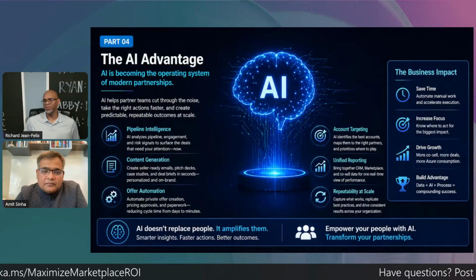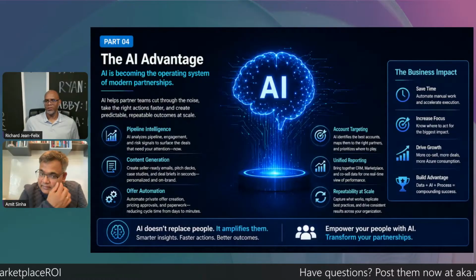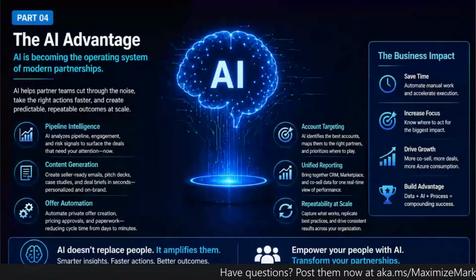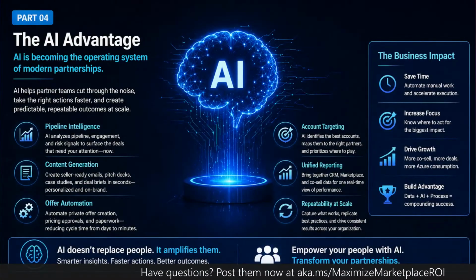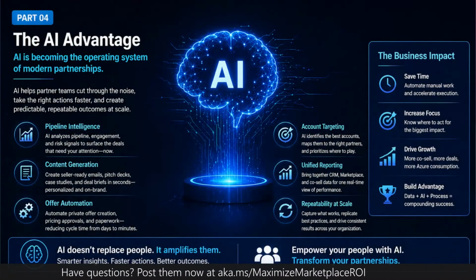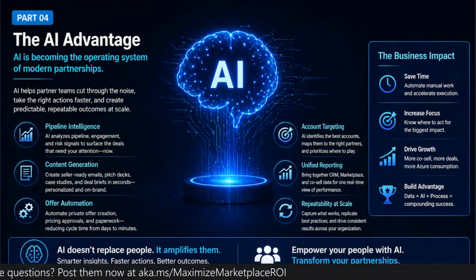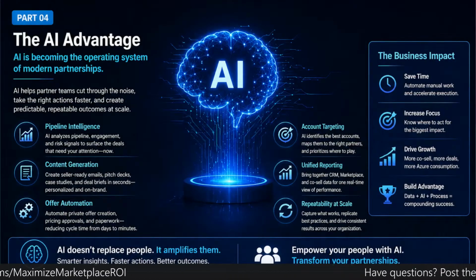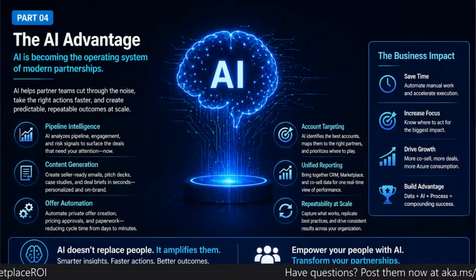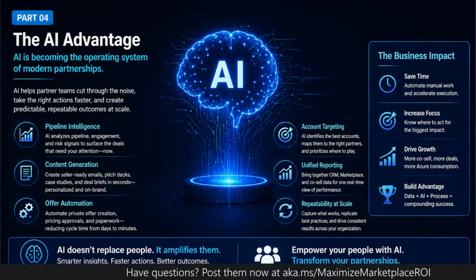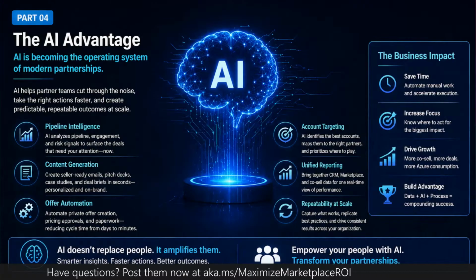So first and foremost is save time. You automate the manual work and accelerate all the execution part. You increase the focus because now the seller, for that specific deal, knows exactly where to act for the biggest impact. It also helps drive growth, more co-sell, more deals, more agile consumption. And that's achieved because you've actually saved time.